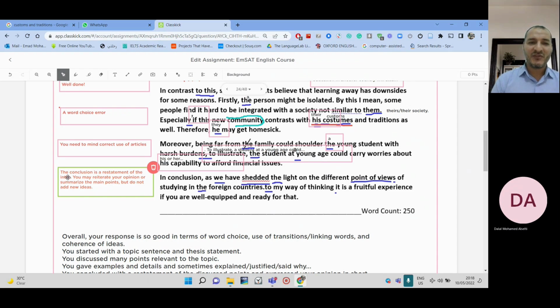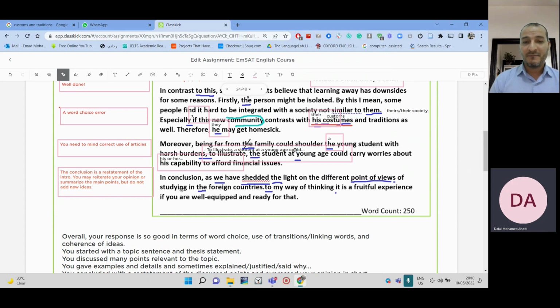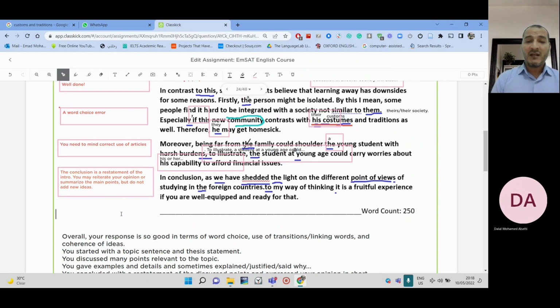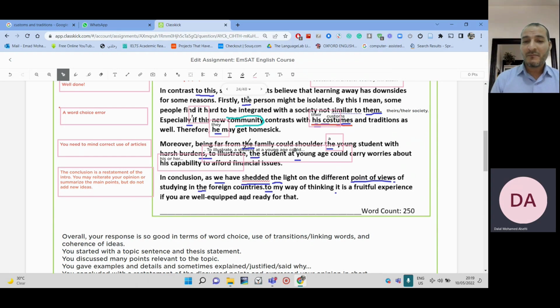But see what I said about your conclusion. I said the conclusion is a restatement of the intro. You may reiterate your opinion or summarize the main points, but do not add new ideas. This is good. Did I add any new ideas? I didn't. That's good. So it's good that you didn't add. I bring your attention to this fact. You don't have to add one point. I gave my opinion here.